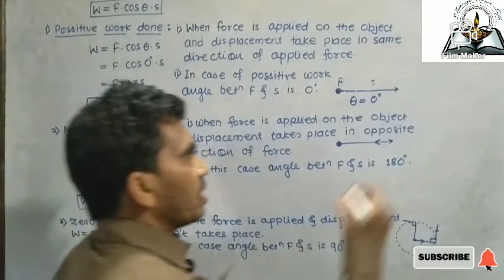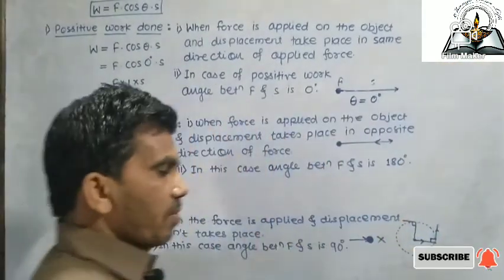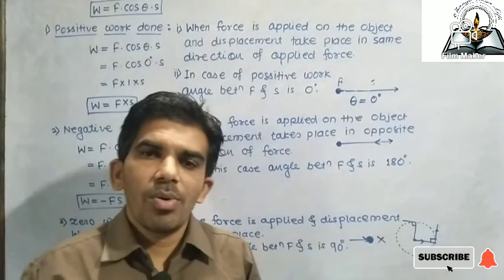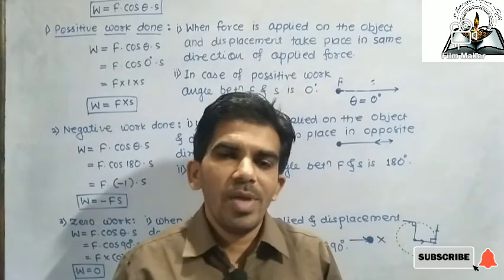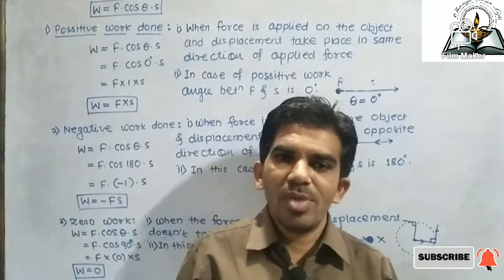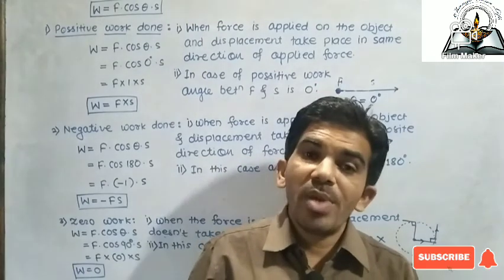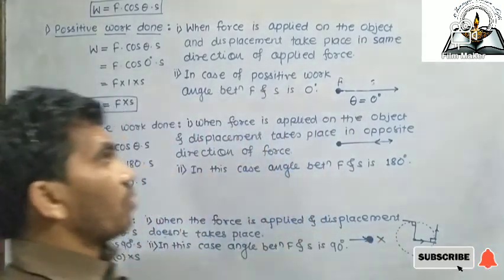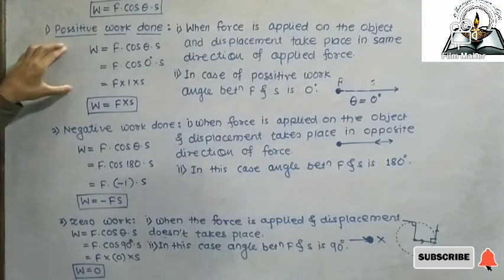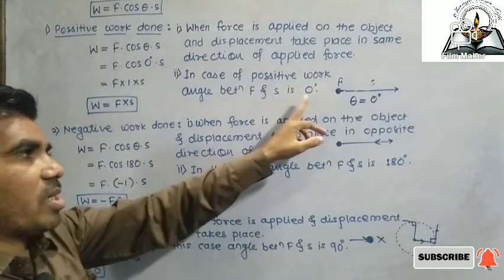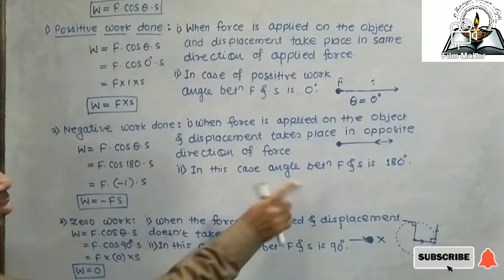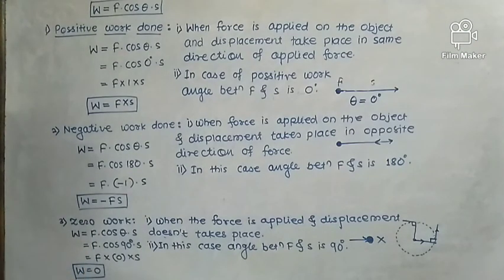So in this case we have seen the work done and its types. When the force is applied to an object and then the displacement takes place, it is said to be work done. Depending on the applied force and direction of displacement, there are three types of work done. First one, the positive work done, when the angle between the force and displacement is 0. Then negative work done, when the angle between the force and displacement is 180. And next one, the zero work done, when the force and displacement angle is 90.